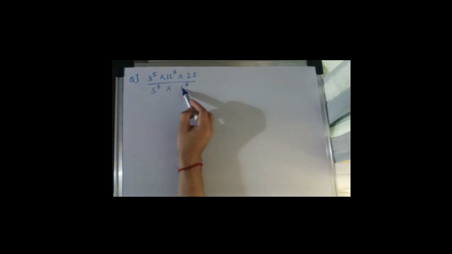Okay, the question is 3 to the power of 5, 10 to the power of 5 into 25 divided by 5 raised to 7 and 6 raised to 5. So we see we have the base of 3, we have base of 5, this is 6 and this is 25. 25 can be changed into an exponent of 5, and for 10 we will have to make some arrangement. So let's see how we do this.